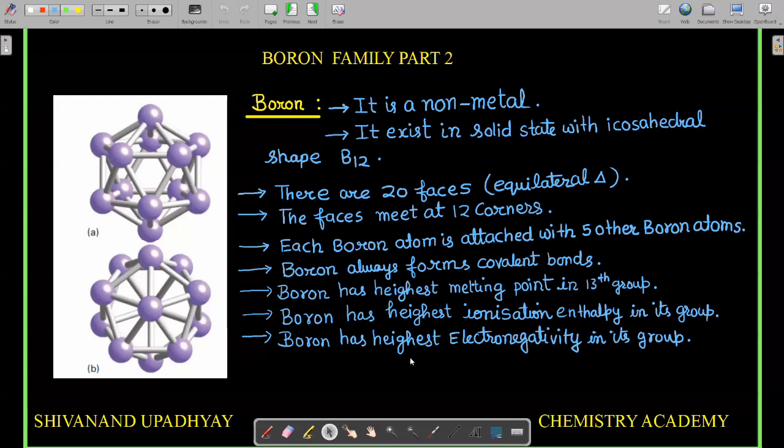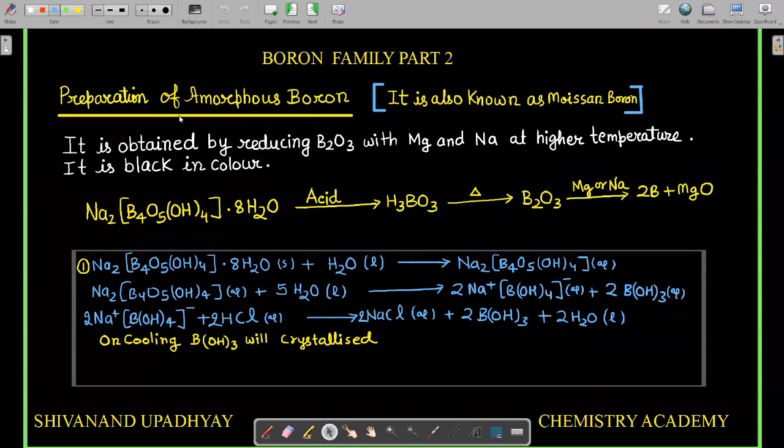Boron exists in two forms, amorphous boron and crystalline boron. Amorphous boron is also known as Moissan boron. It is obtained by reducing B2O3 with magnesium or B2O3 with sodium at higher temperature, and it is black in color. In nature, the ores of boron exist in the form of borax or kernite.